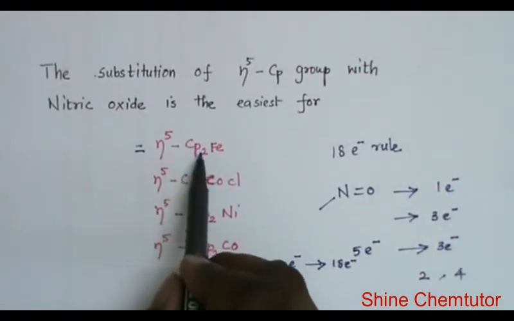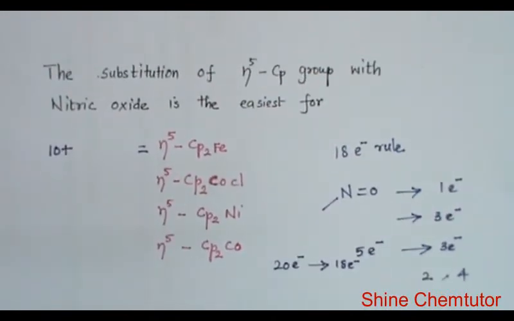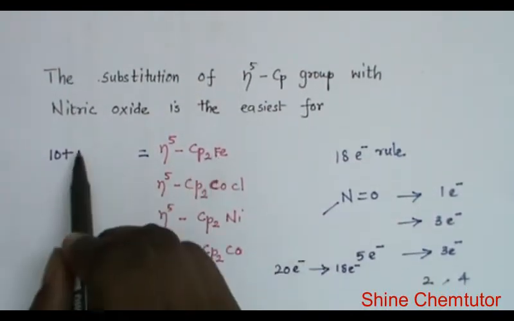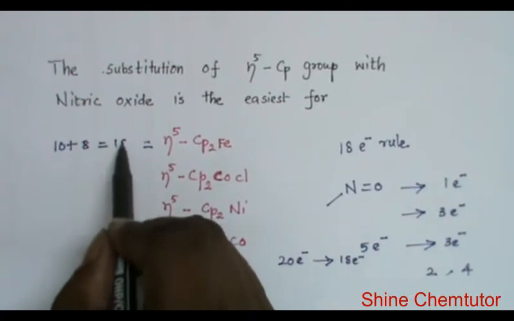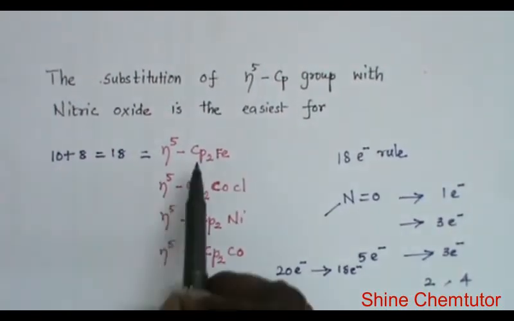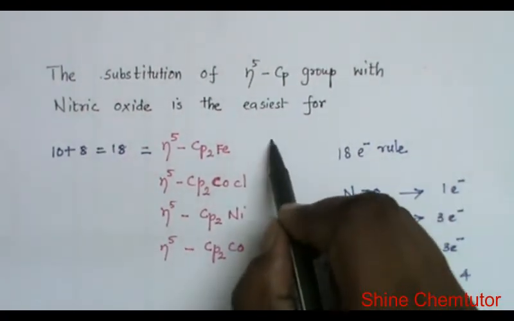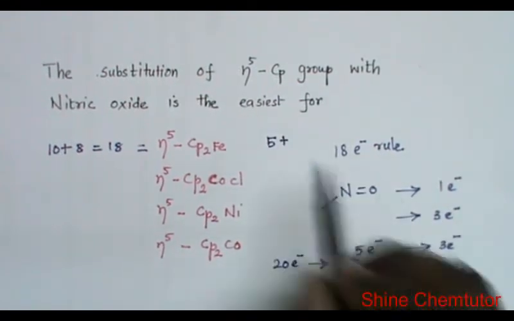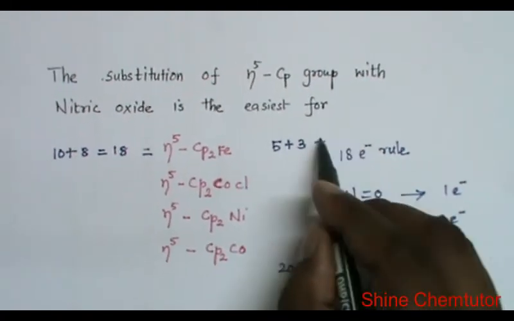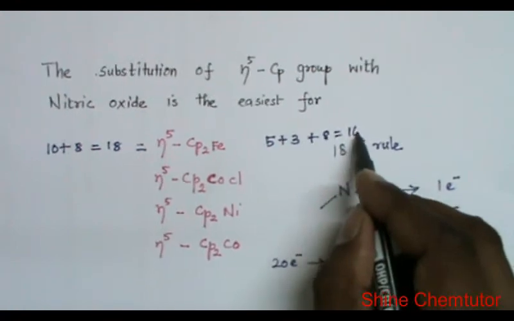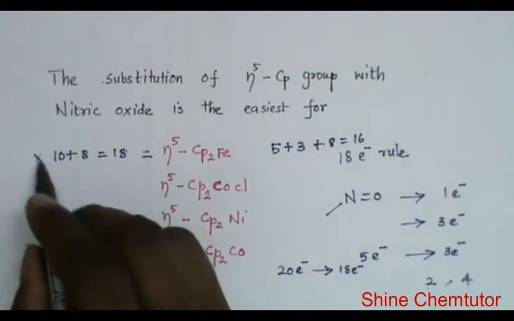Here I have 2 Cp, the hapticity is 5, so I get 10 electrons. For iron, I have 6 in the d orbital, 2 in the s orbital, so I get 8 electrons, so totally 18 electrons. If I replace 1 Cp with NO, then 1 Cp will be there, and for NO, say it gives 3 electrons, plus for iron I will get 8, so the total will be 16. So from 18 it becomes 16. So this is not preferred.